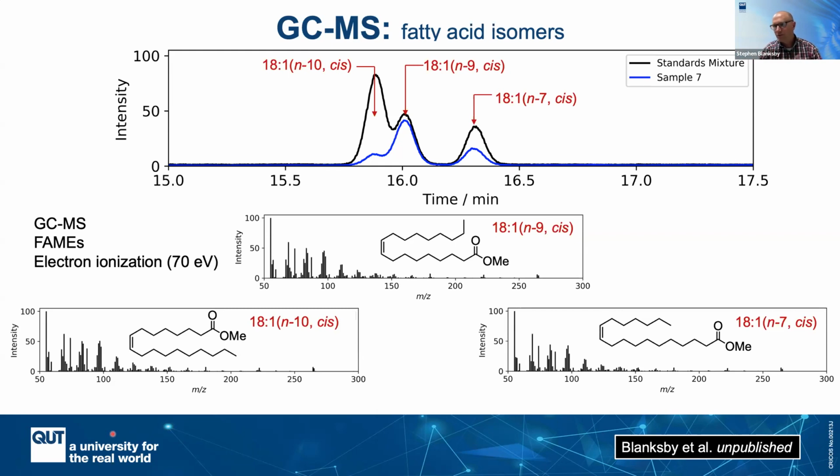So here's some data from our lab. You don't really need to know too much about the details of this. It was part of just some benchmarking that we were doing. What you see in black here is the GC trace for 3 reference standards. These are all 18-1 fatty acids that have been derivatized as methyl esters, and they differ only in the location of the carbon-carbon bond, either at the 7 position with respect to the methyl end, the 9 position, or the 10 position.